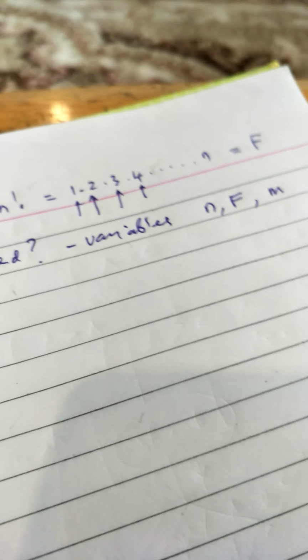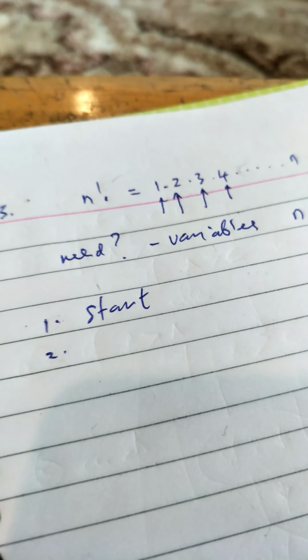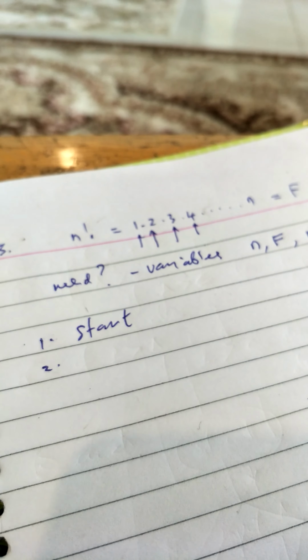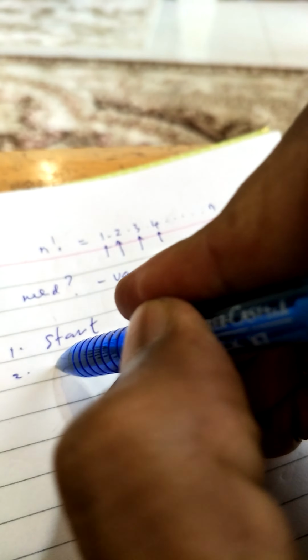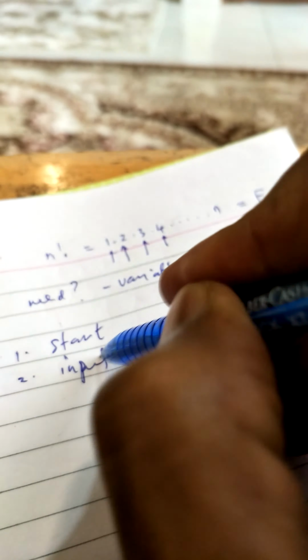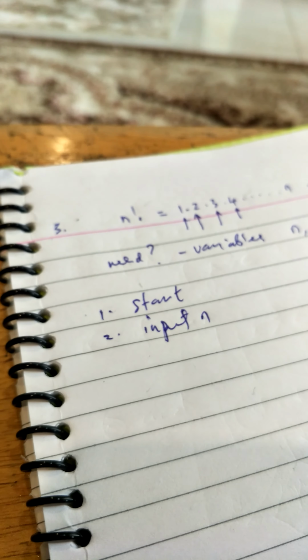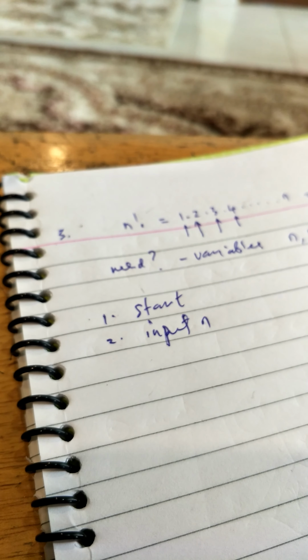Okay, first thing we need to do, of course, we begin with start. What do we need to do? We need to read in. You have to give the value for n, so we need to read n. Okay, input n. You input the value, any number for n.